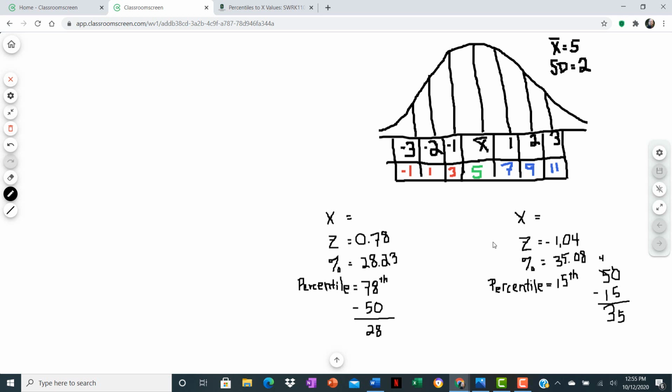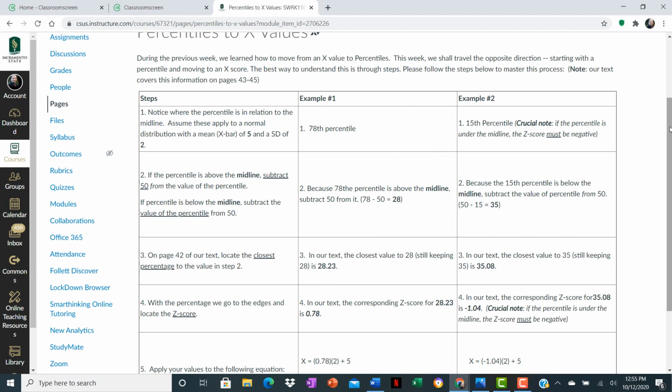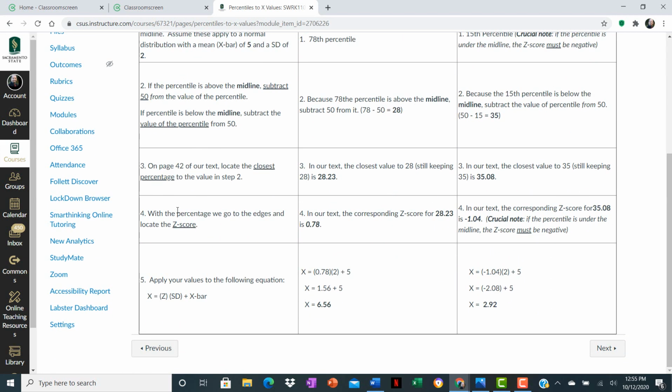And the formula is going to look a lot like what we did before. And I'm actually going to start fresh with you, but before I do, I'm going to come back down to see if we got this all checked out. With the percentage, we go to the edges of the chart like we do. In our text, the corresponding z-score for 28.23 is, look, positive 0.78.